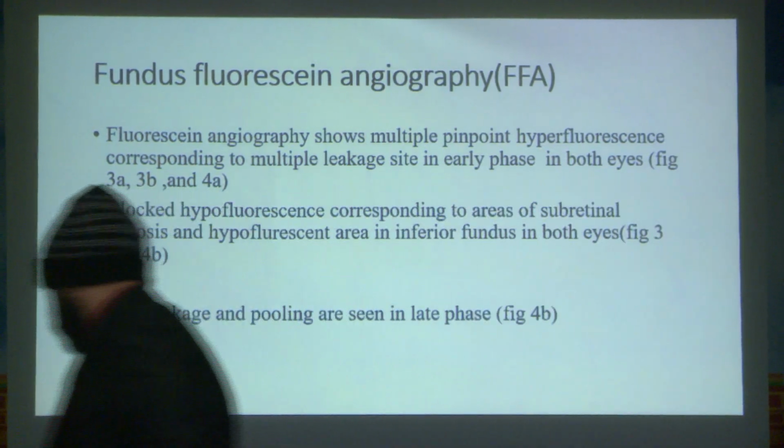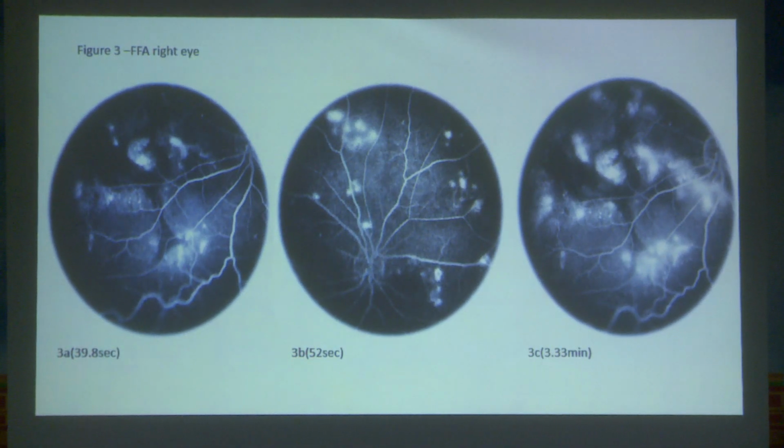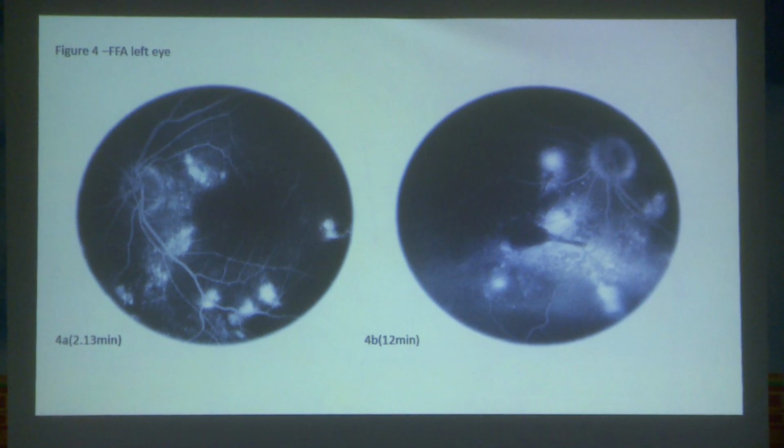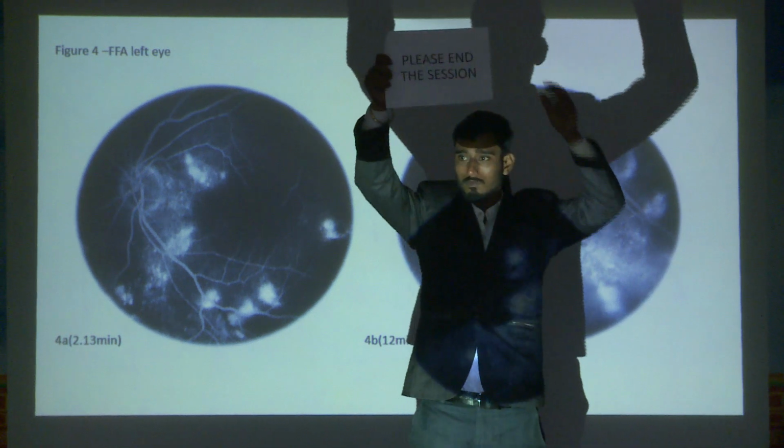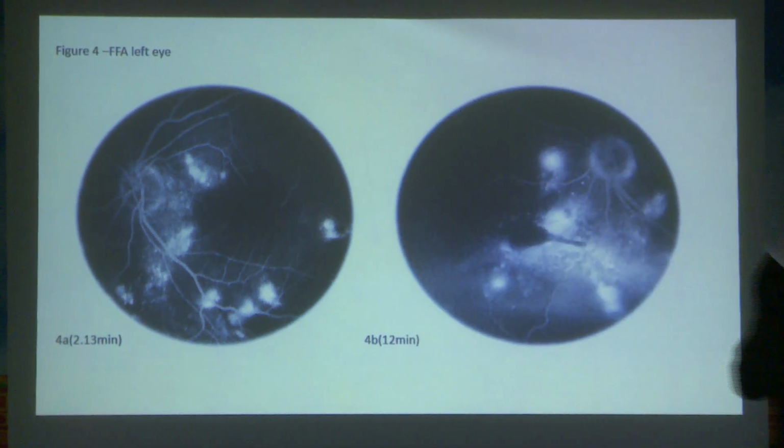Fundus fluorescein angiography. This is the fundus photo. This is the FFA of the right eye, which shows multiple pinpoint hyperfluorescence in the early phase corresponding to the sites of leakage. It also shows blocked hyperfluorescence corresponding to the area of subretinal fibrosis, and there is a hypofluorescent area in the inferior fundus. This is the FFA of the left eye, which also shows multiple pinpoint hyperfluorescence corresponding to the multiple leakage points, and there is blocked hyperfluorescence corresponding to the subretinal scarring.